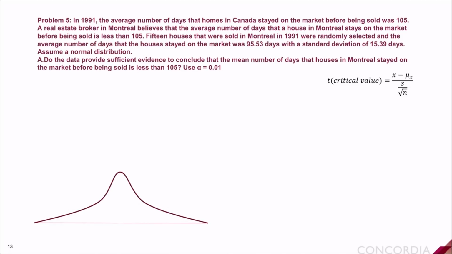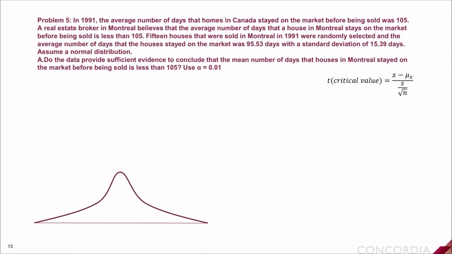Assume a normal distribution. A. Does the data provide sufficient evidence to conclude that the mean number of days that houses in Montreal stayed on the market before being sold is less than 105? Use an alpha equal to 0.01.